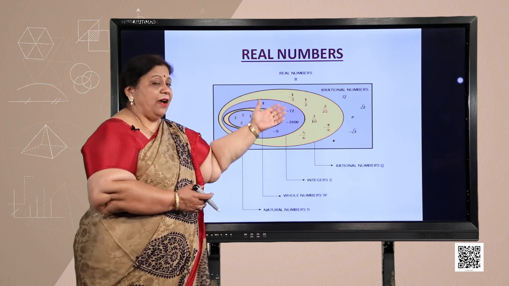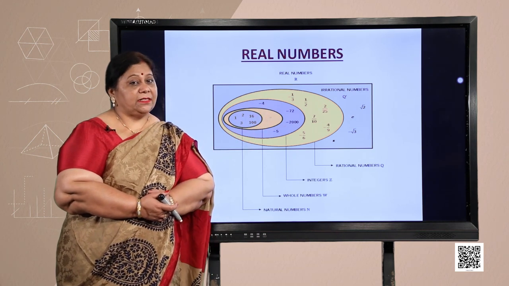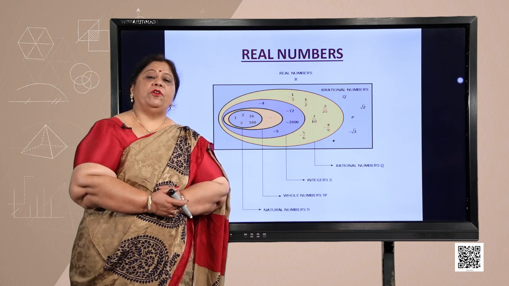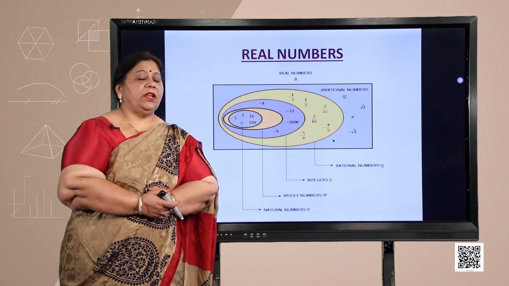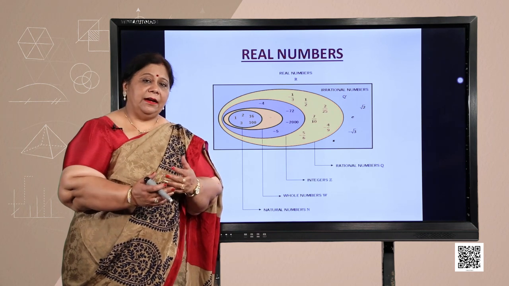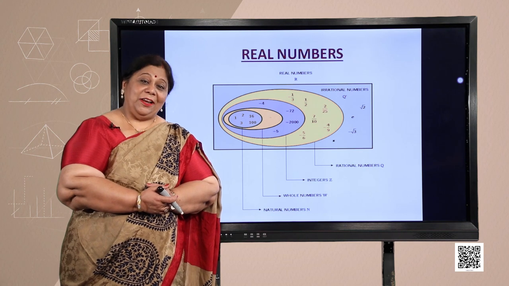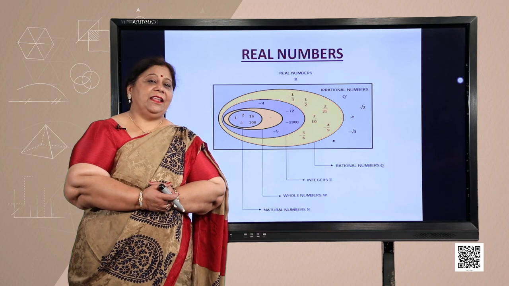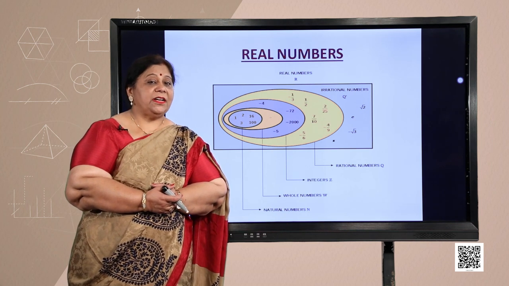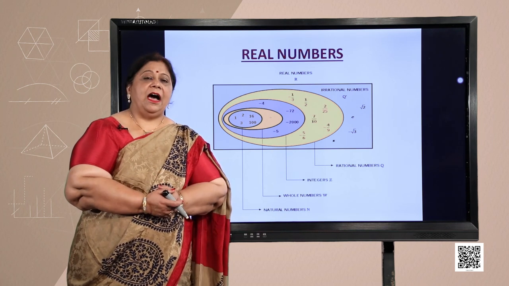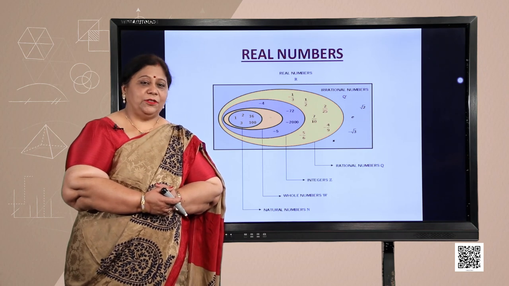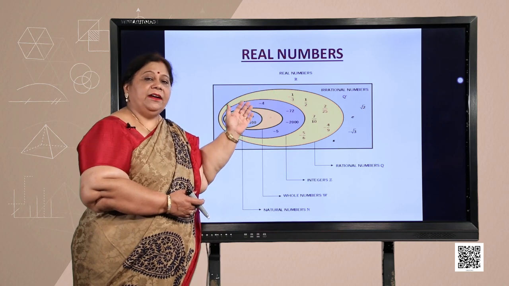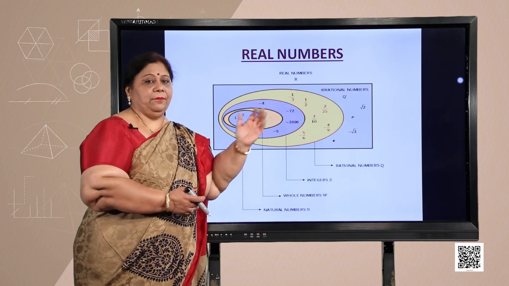After that, we have also studied what are rational numbers. What are rational numbers? Any number which can be expressed in the form p by q, where q is not equal to 0, is known as a rational number. Then we also referred to irrational numbers. What are irrational numbers? The numbers which we cannot represent in the form of rational numbers are known as irrational numbers. So, we are dealing with real numbers. Real numbers consist of rational numbers and irrational numbers.